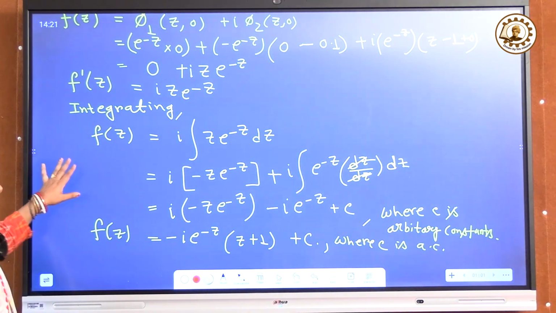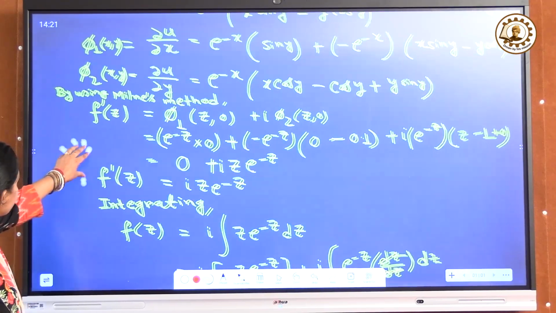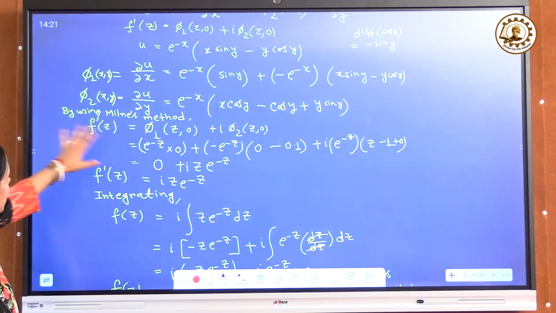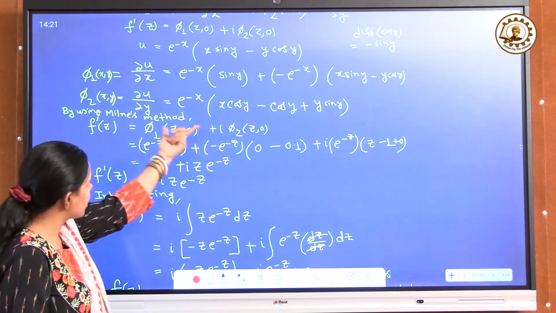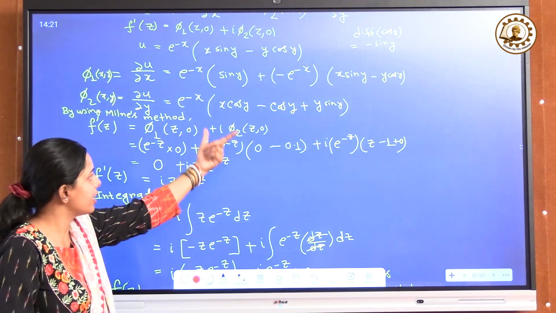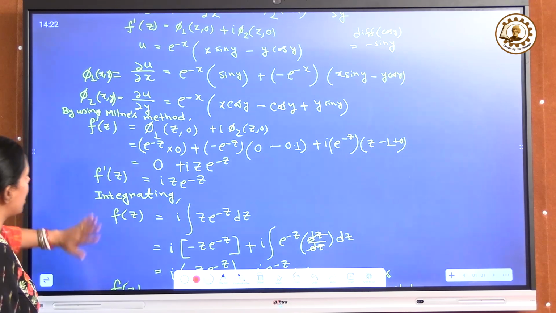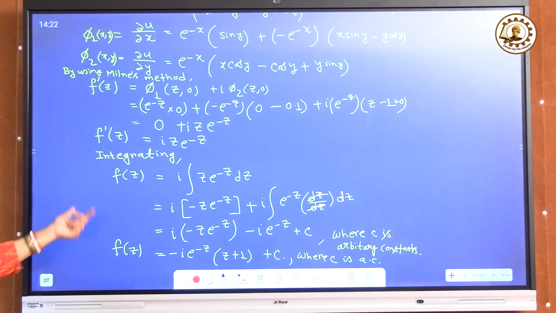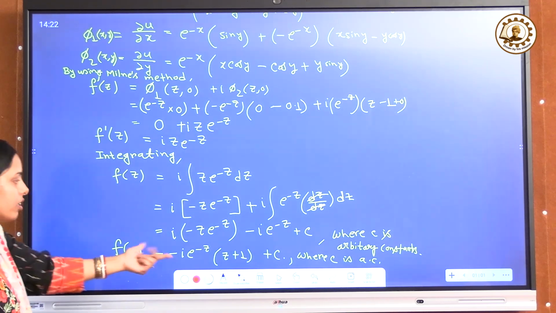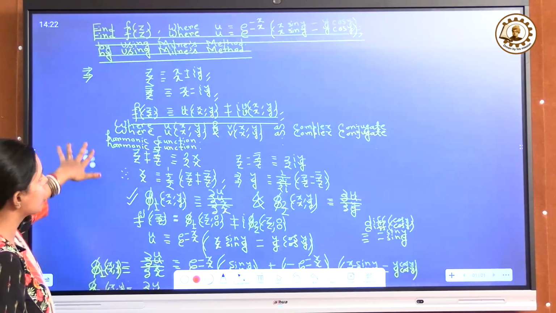So in this process we apply the Milne-Thomson method: f dash z equals phi 1 of z, 0 plus i times phi 2 of z, 0. Then we substitute these values, get f dash z, and then by integrating we find the function of z. This is the analytic function, where u and v are complex conjugate harmonic functions.